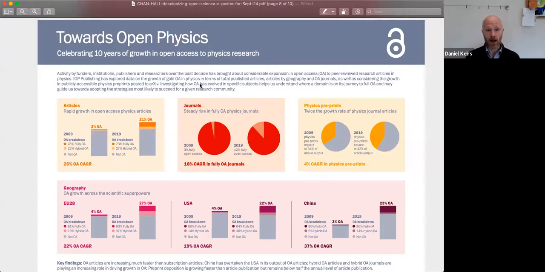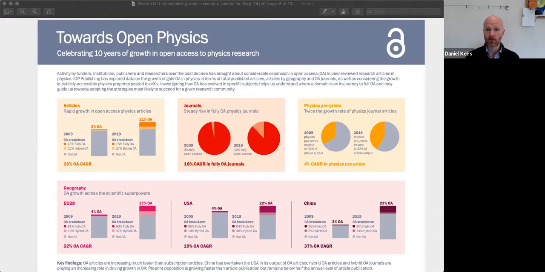The physics superpowers of Europe, United States, and more recently China have driven much of the physics open access growth that we saw, arriving, we thought interestingly, at not entirely dissimilar proportions of open access, despite adopting quite different policy approaches. All three are seeing more open access articles published in fully open access journals, but the growth rate of hybrid open access has been faster.